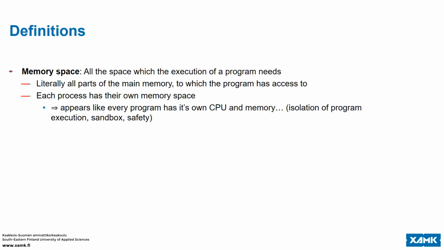Each process has its own memory space, so to one process, it actually appears as if you had your own CPU and your own RAM memory. So this is what is in practice called sandboxing, or isolation of program execution, and it's done for safety purposes. Remember previously I said that one process or one program is not allowed to interfere with the execution of other programs or other processes. Well, this in practice is the safety mechanism of how you do it. You isolate each process into their own memory space.